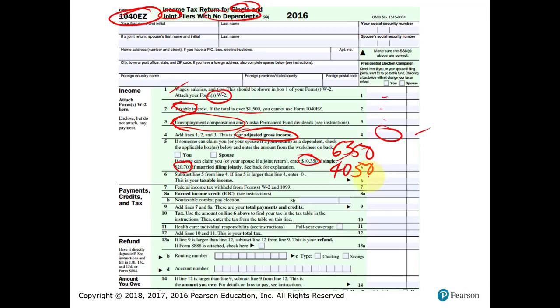I think I'm $50 off here because this is the 2017 standard deduction. That's $50 more. Anyway, the total of the two, standard deduction and exemption, should equal this dollar amount, and double it for married filing joint.